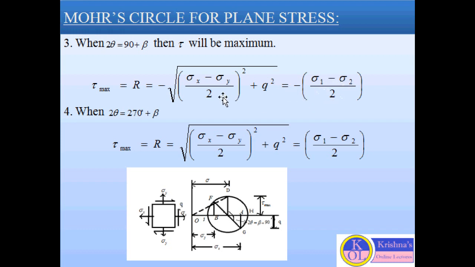The fourth case is when the value of 2 theta is 270 plus beta. In that condition, similarly, tau max will be equal to R, but it will be positive. So the value of tau will be (sigma 1 minus sigma 2) by 2. These are the conditions for plane stresses, and this is all about the Mohr circle for plane stresses.